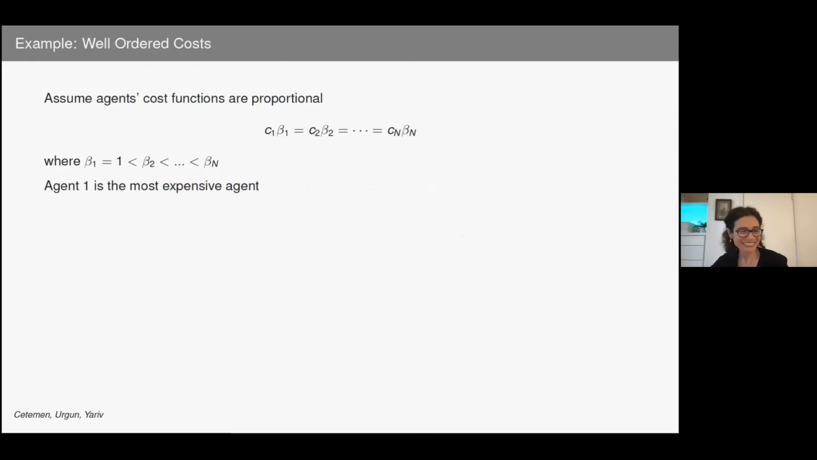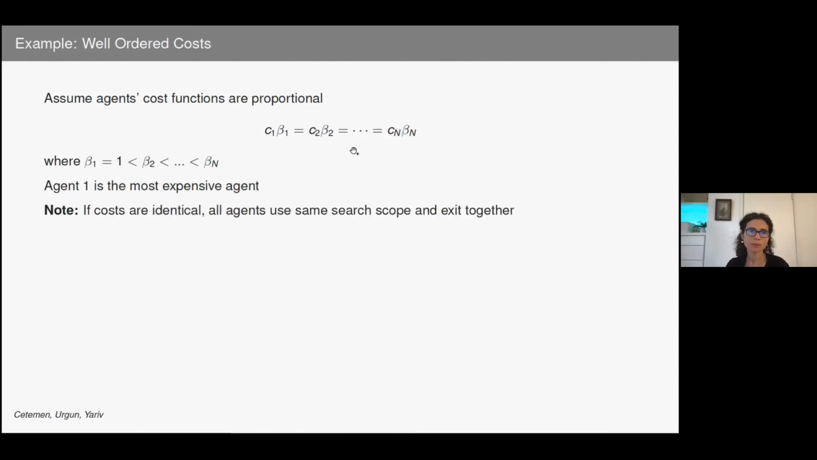All right, so I'd like to give you some sense of how these things look. In order to do that, I'll put a little bit more structure on the problem. Let's assume that agents' cost functions are proportional. This means that agent 1's cost is just a multiple of agent 2's, etc. And we'll assume that these multipliers, beta_1 through beta_n, are nicely ordered, without loss of generality. So this means that agent 1 is the most expensive agent, then agent 2, then agent 3, etc.